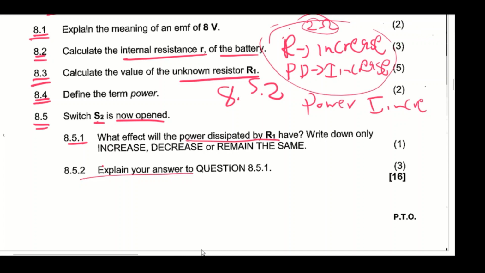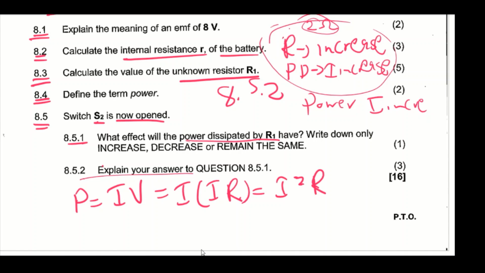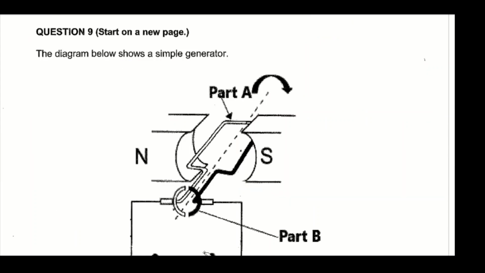That is because power is equal to IV, which is equal to I multiplied by IR, which is equal to I squared R. So an increase in resistance results in an increase in power, right? An increase in voltage will definitely cause an increase in power. So hence I said increase in resistance, increase in potential difference results in an increase in power. So now we're going to do question 9.